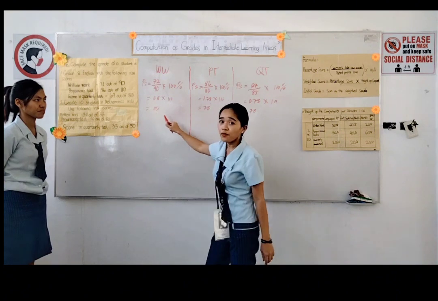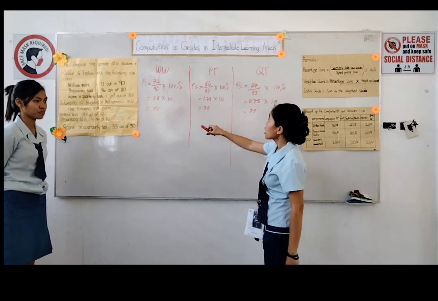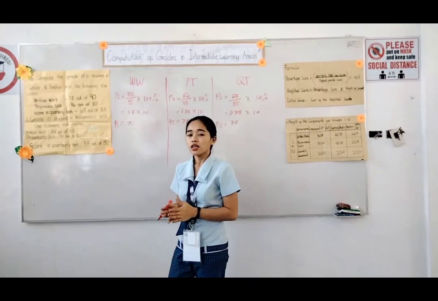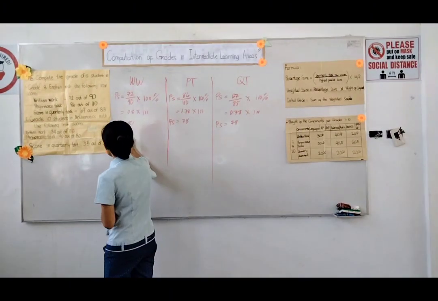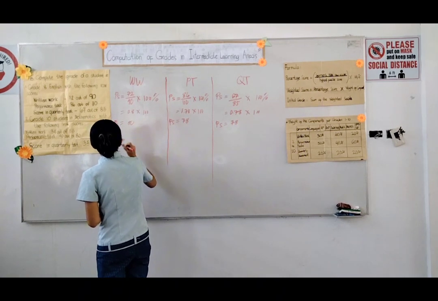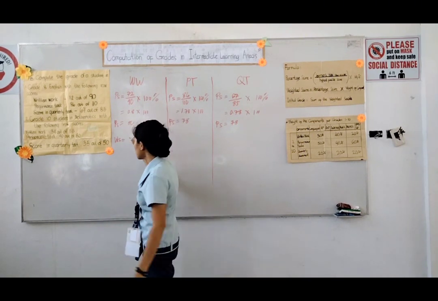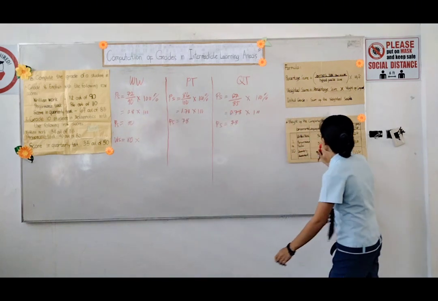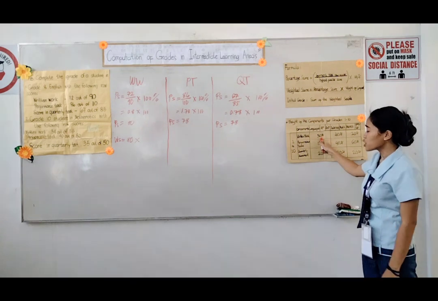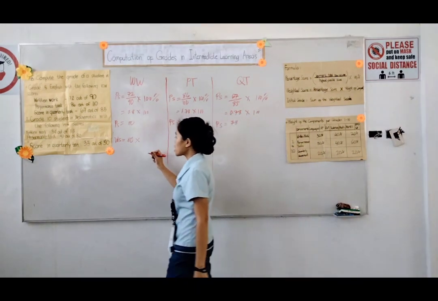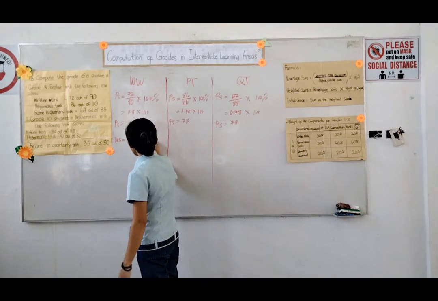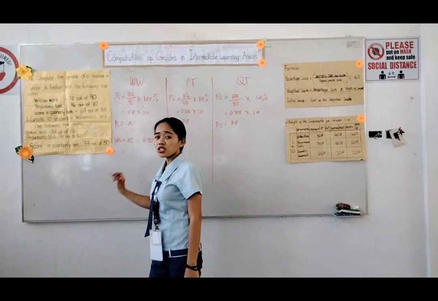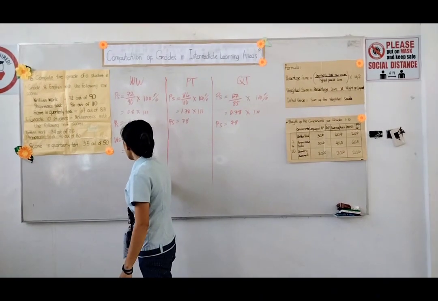We already defined the percentage score in written work, performance task, and the quarterly test. So next we will get the weighted score. We have 80 as the percentage score, multiplied by, in English, 30%, which is converted to the decimal 0.30. So 80 times 0.30 is equal to 24.